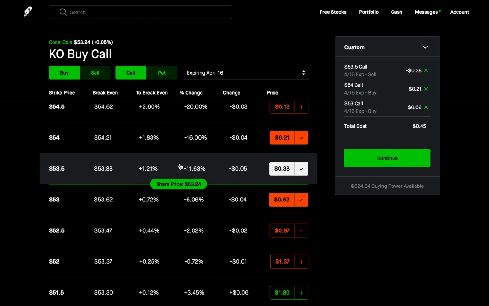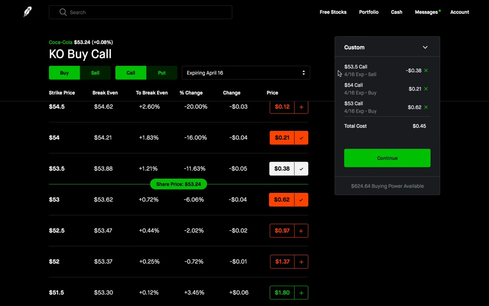So how do we do that? Well, check this out. You go over here and then there's this drop down here. You click on that and you click on custom here. And as you can see, this will allow you to change how many contracts you want of any of these contracts that we have here.